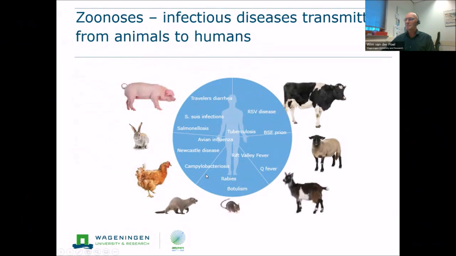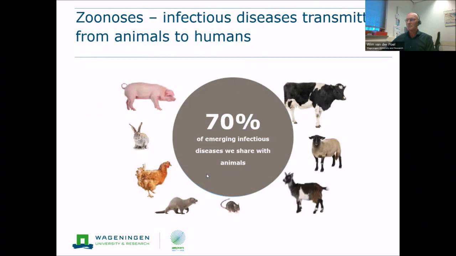Zoonoses are very important. There is an increasing number of zoonoses that we are facing. About 7% of all new emerging infections are zoonoses. So these zoonoses are very important for public health, and we have a number of animal species where these zoonoses come from.